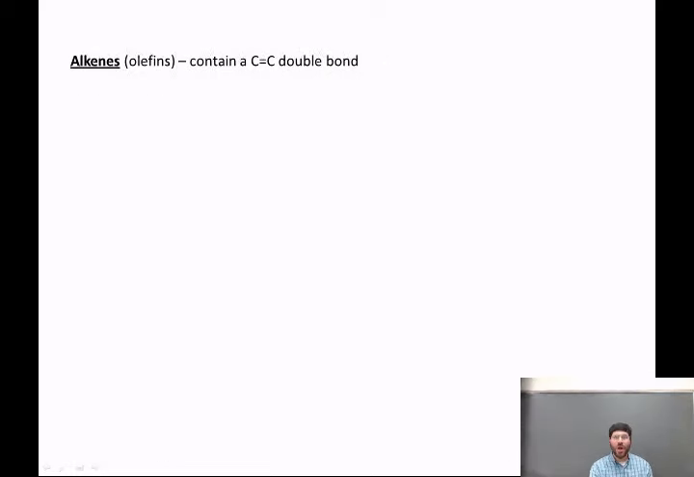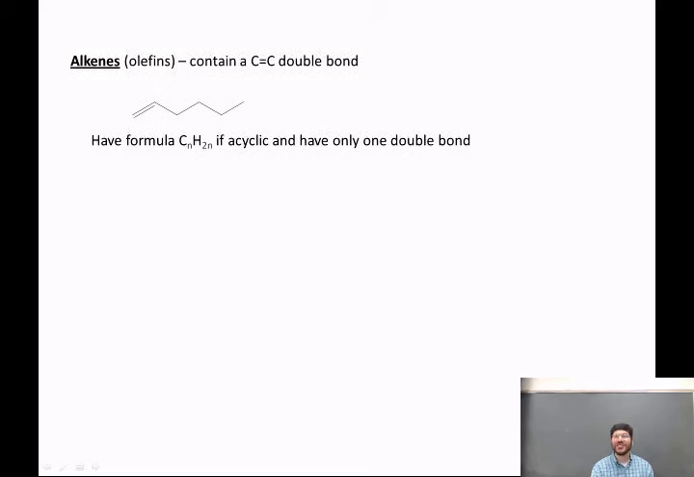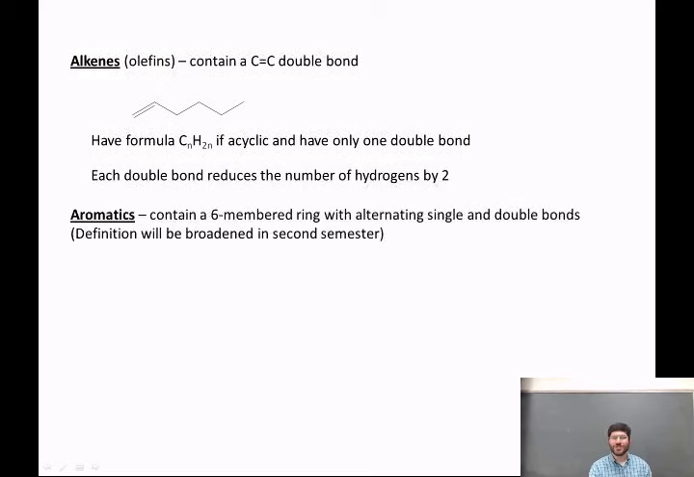Alkenes are molecules that contain carbon-carbon double bonds. A simple example of an alkene is this molecule drawn here, known as 1-hexene. Alkenes are going to have the formula CnH2n. So 1-hexene, instead of being C6H14, is C6H12 if the molecule is acyclic and has only one double bond. In general, each double bond present in a molecule reduces the number of hydrogens by 2.